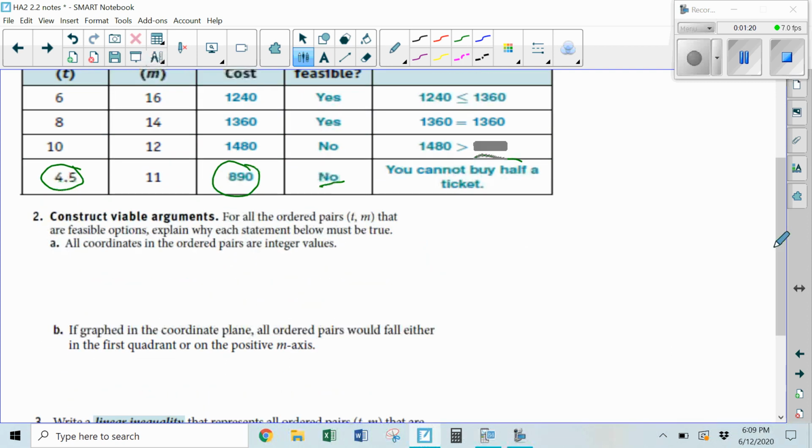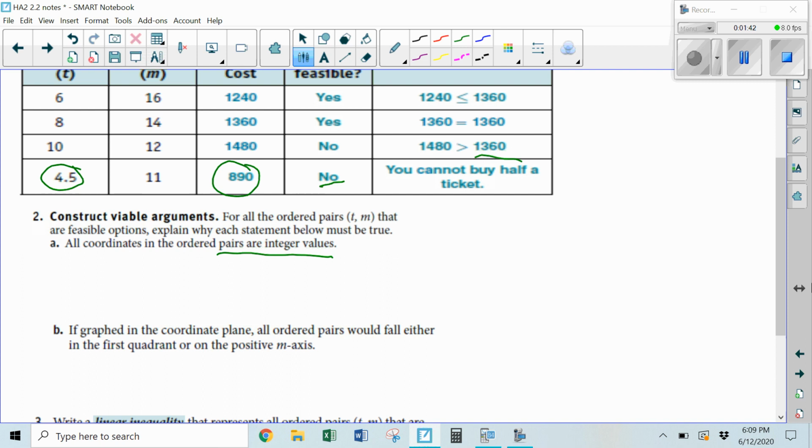Number 2, for all the ordered pairs, T, M, so tickets, meals, that are feasible options, explain why each statement below must be true. All the coordinates in the ordered pairs are integers. We just talked about why they're integers or whole numbers, because you have to buy a whole ticket for a whole meal. You can't buy 1.3 meals. You have to buy a whole meal.